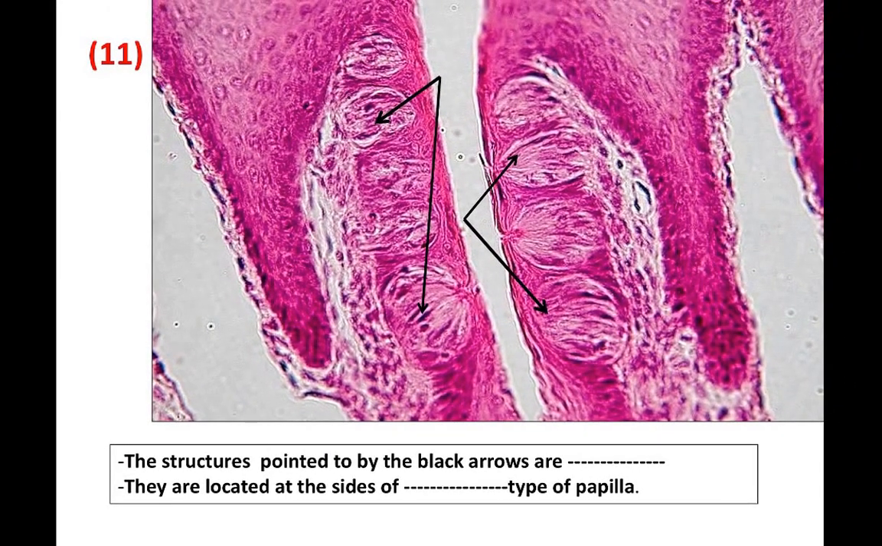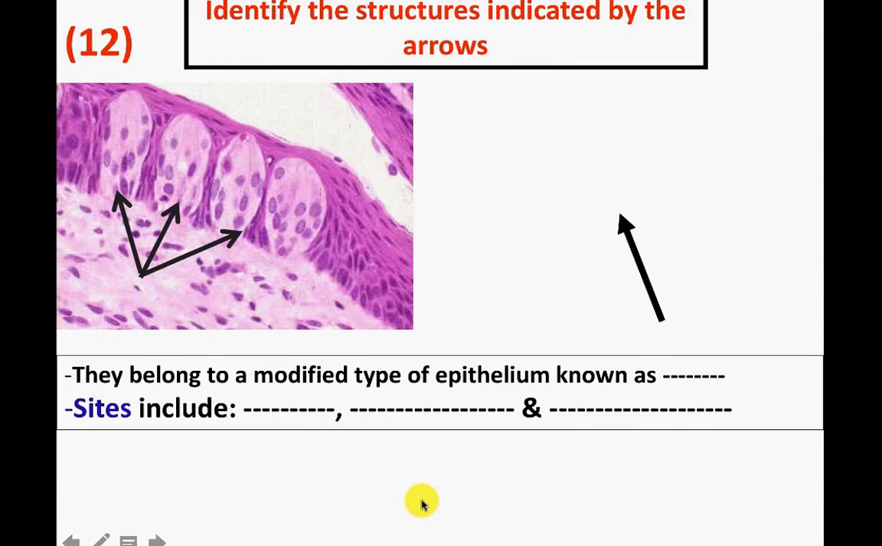Slide 11. The structures pointed to by the black arrow, of course, are the taste buds, and they are located at the side of the papilla foliata. The type of papilla we will say is foliate, or papilla foliata type of papilla. How did we identify it? Because of these ridges. This is the parallel ridges and this is the connective tissue. So this is the answer. The structures pointed to by the black arrow are the taste buds, and the papilla here is papilla foliata type.